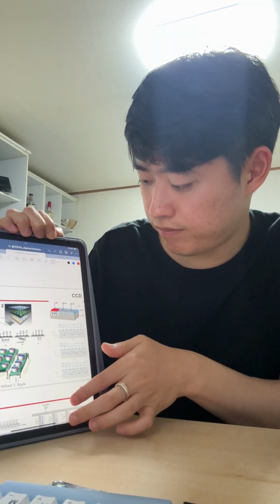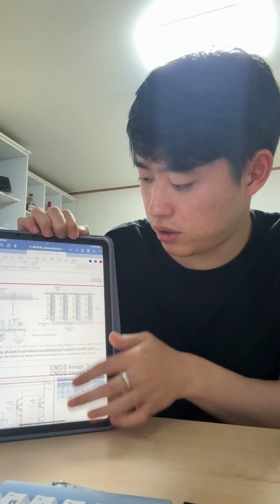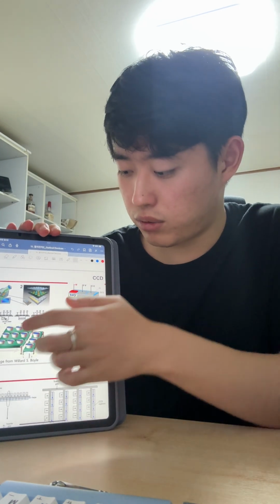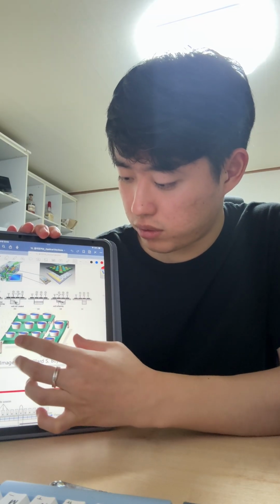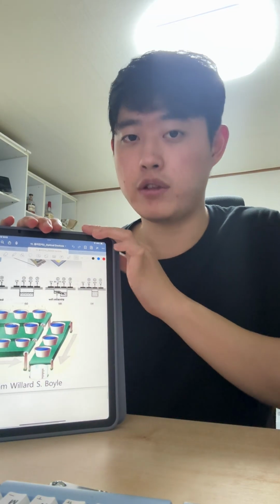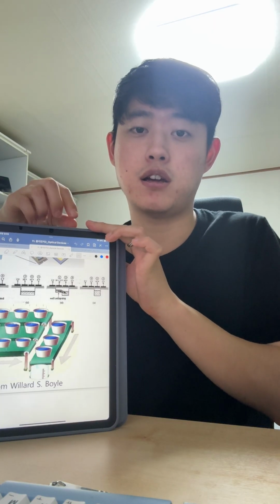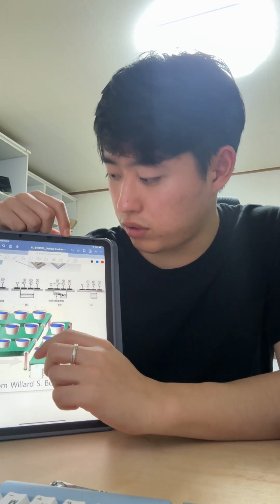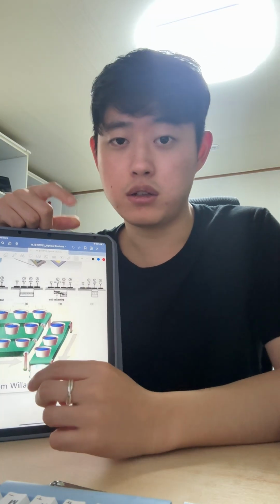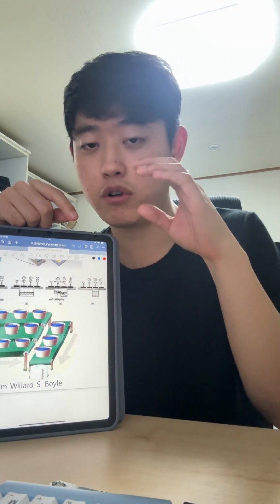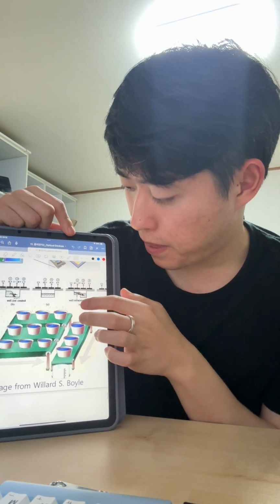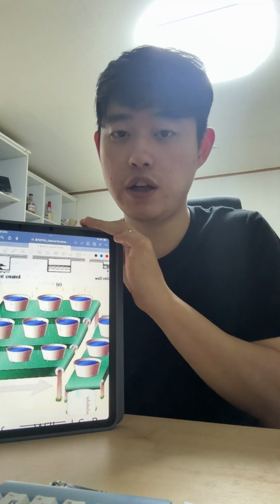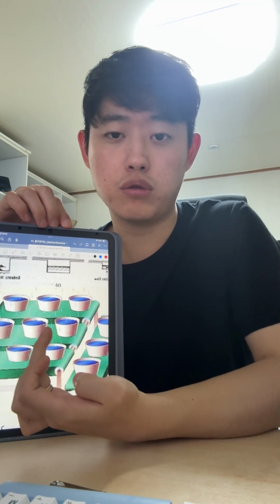And CCD is like a matrix. When there are very many lights, the current is very high, but when the light is small, the current is small. So it's like water in a bucket.